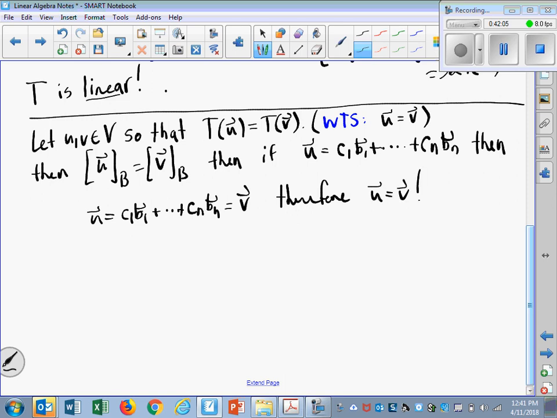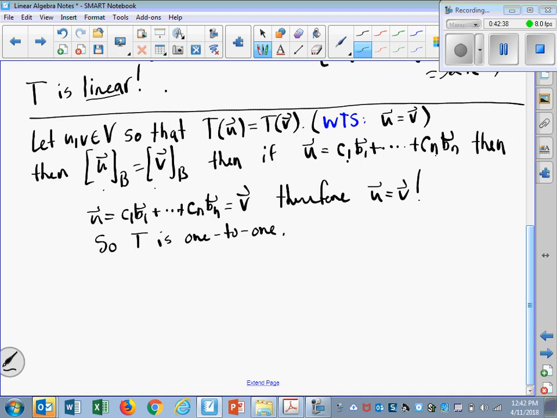All right. That might have felt almost like trickery. It's because it's almost so simple that it feels like there's nothing to be said. But we try to break it down as far as we can. The fact that the B coordinates are the same tells me that they have the same coefficients, the same weighting. And if they have the same weighting, then they're the same vector, is really what it means. Therefore, T has to be one-to-one. Well, let's show onto next.